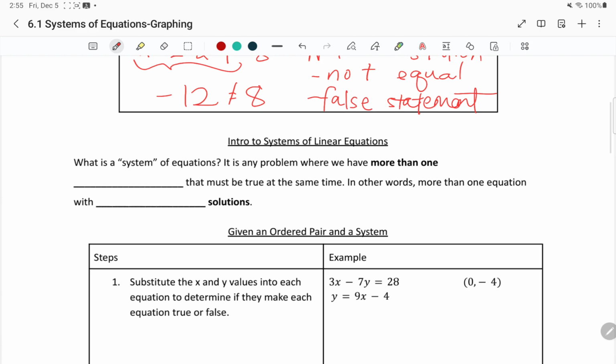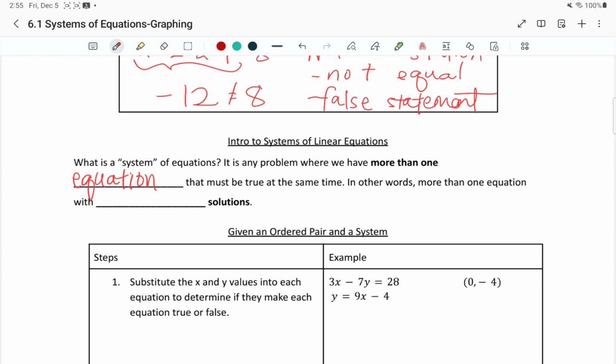So, let's talk about what a system is, because there is something a little bit different here. What is a system of equations? Well, it's a problem where we have more than one equation. So think about like what you call a group of sheep. You call that a herd. A group of fish is called a school. But when we have a group of equations, we call it a system. That's a very coding word. The higher up you get in coding, you start using that same kind of language.